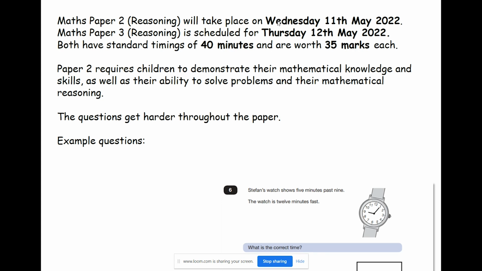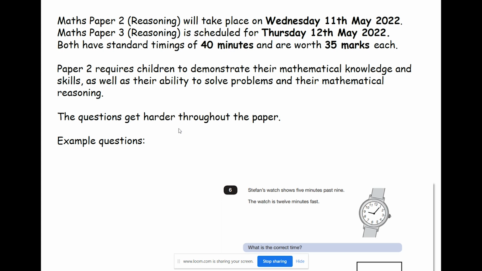It's the only day they do 2 papers, 2 long papers anyway. And this is the first of the reasoning papers. Trickier than the first arithmetic paper. It requires the children to demonstrate their mathematical understanding, knowledge, and skills, as well as their ability to solve problems and reason problems. And again, just like with the arithmetic paper, the questions get harder as you move through, with the more difficult questions being towards the end.